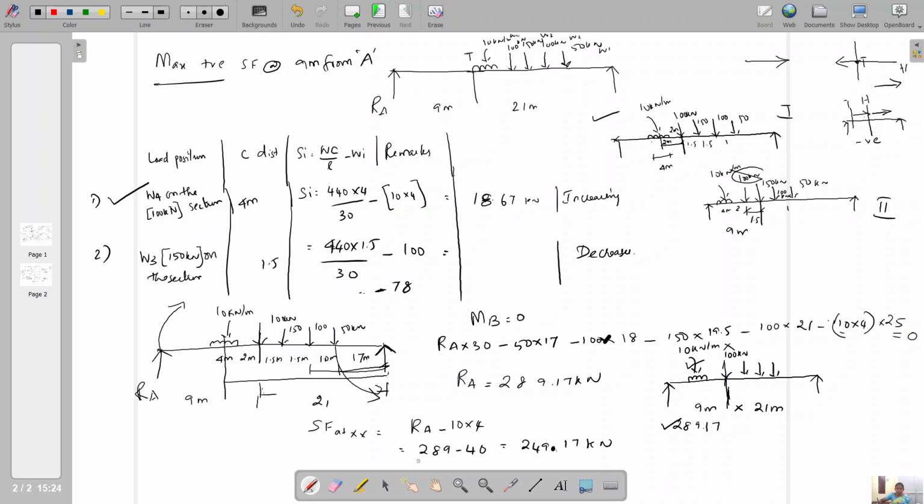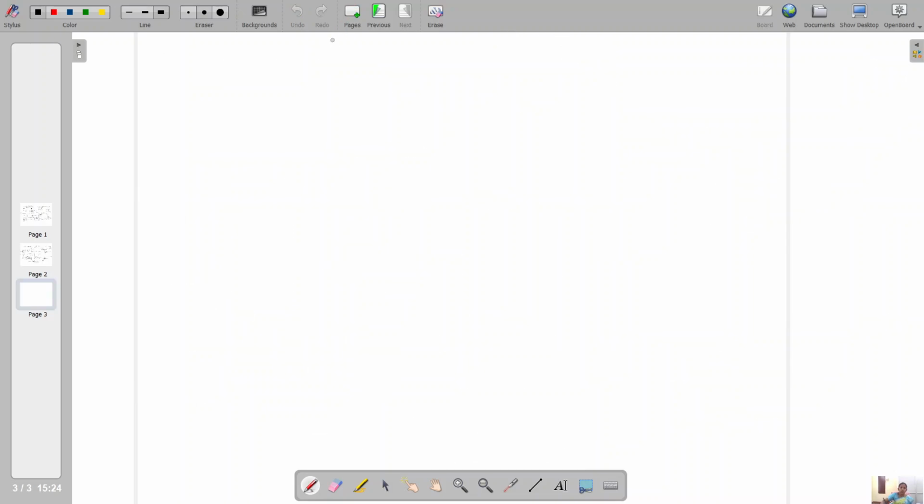249.17 kilonewton. A very important point to be noted is that we have to check every time whether there is some load in the span or whether it is fully clear, so that RA or RB is directly the shear force at that particular section. Okay. Next one, maximum bending moment at 9 meter from support A.